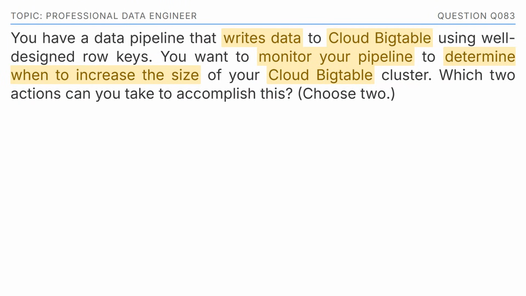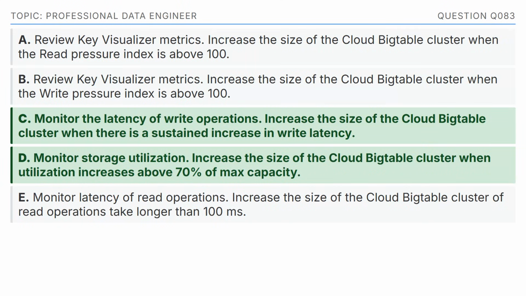To arrive at the correct answer, we focus on the keywords: writes data, Cloud Bigtable, monitor your pipeline, determine when to increase the size, Cloud Bigtable cluster. The correct answers are option C, monitor the latency of write operations. Increase the size of the Cloud Bigtable cluster when there is a sustained increase in write latency. And option D, monitor storage utilization. Increase the size of the Cloud Bigtable cluster when utilization increases above 70% of max capacity.